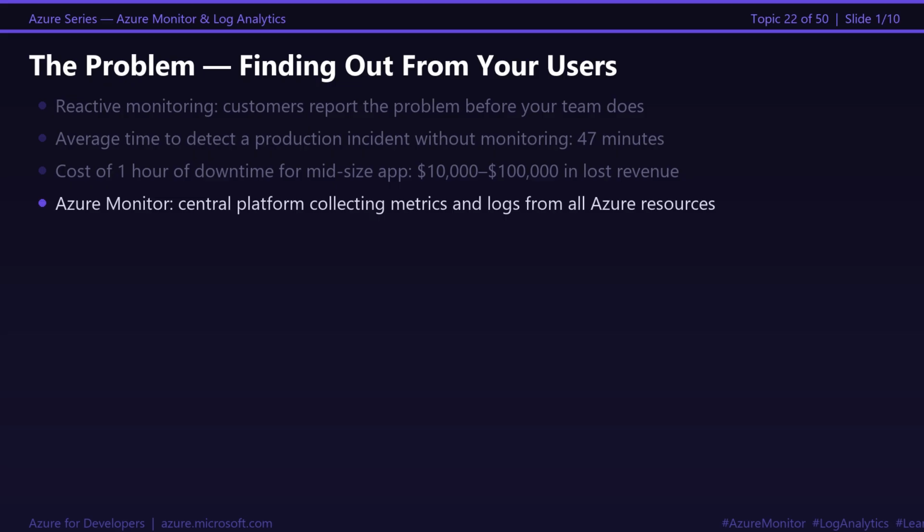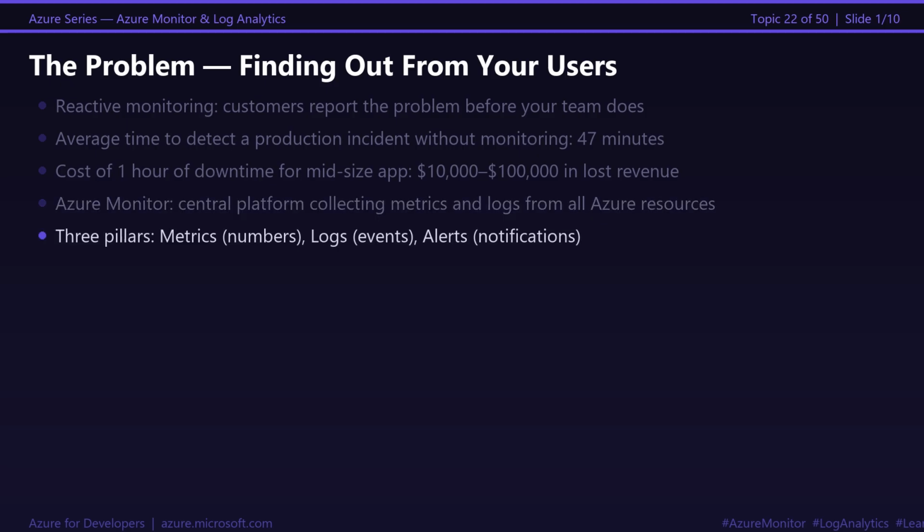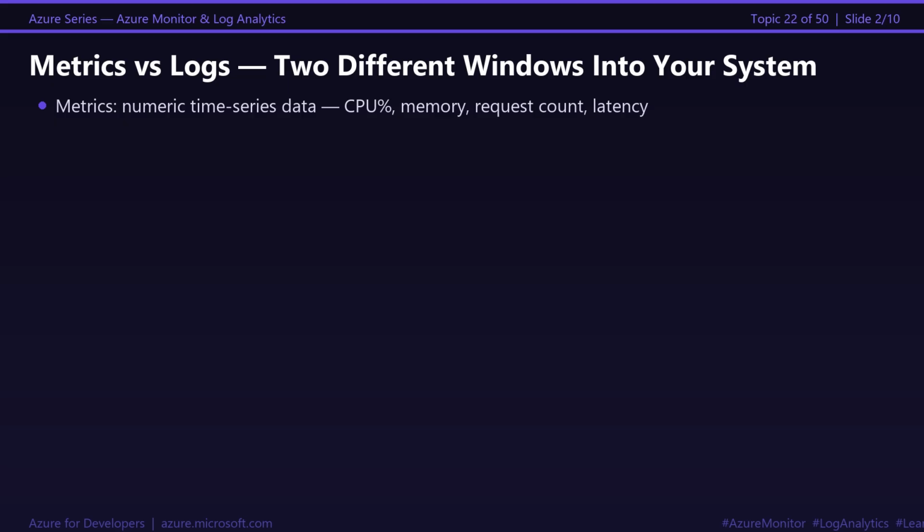Azure Monitor collects two fundamentally different types of data. Metrics are numbers over time. CPU is at 78%. Memory is at 4.2 gigabytes. There were 1,200 requests in the last minute. Metrics are lightweight, collected every minute by default, and perfect for dashboards and alerts. You can answer, is my system healthy right now?